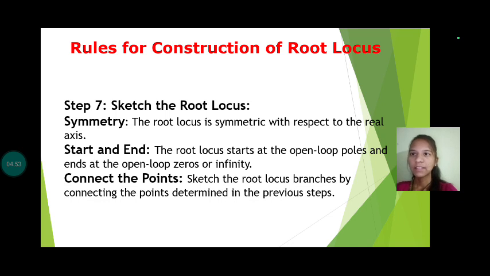Next step, sketch the root locus. Symmetry: the root locus is symmetric with respect to the real axis. Start and end: the root locus starts at the open loop poles and ends at the open loop zeros or at infinity. Connect the points: sketch the root locus branches by connecting the points determined in the previous steps.